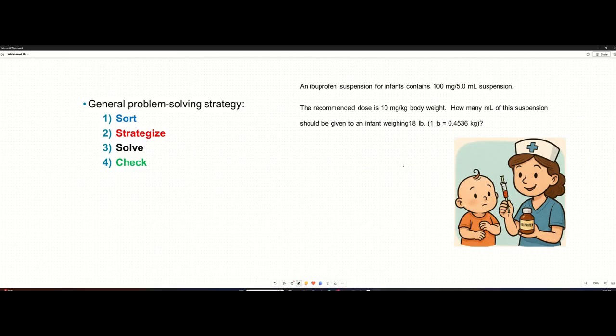First, the question is: an ibuprofen suspension for infants contains 100 milligrams per 5 milliliters of suspension. The recommended dose is 10 milligrams per kilogram body weight. How many milliliters of this suspension should be given to an infant weighing 18 pounds? What I have is pounds, but I need kilograms. So I have the conversion over here.